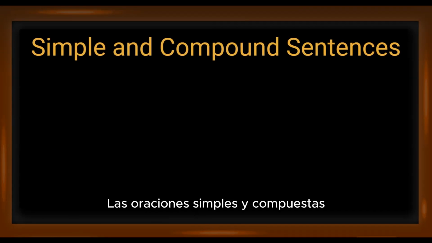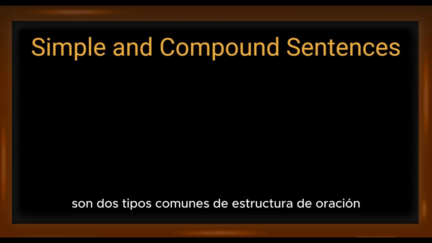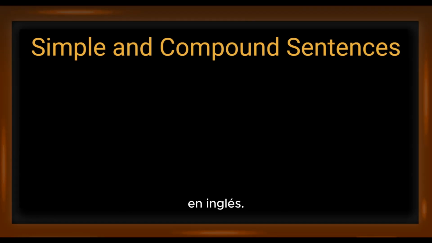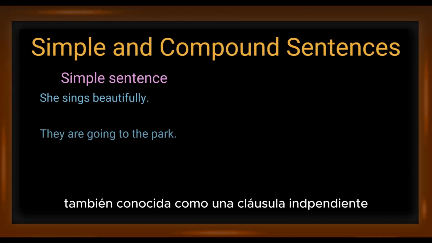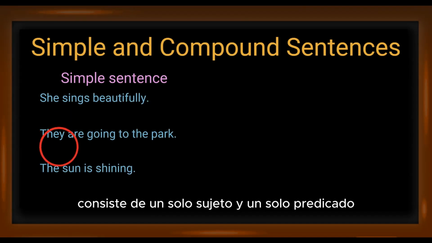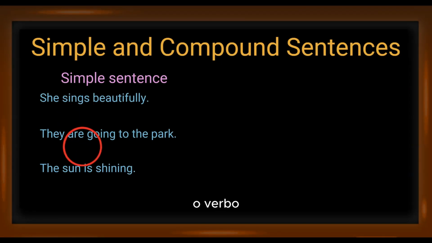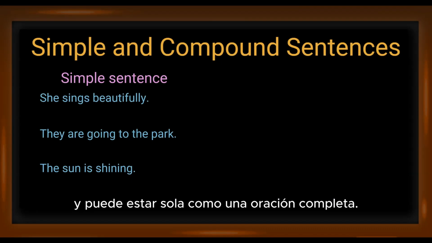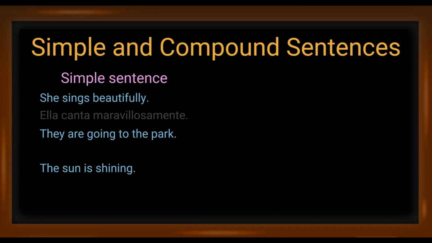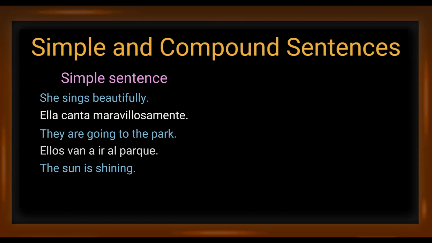Simple and compound sentences are two common types of sentence structures in English. A simple sentence, also known as an independent clause, consists of a single subject and a single predicate or verb. It expresses a complete thought and can stand alone as a complete sentence. For example, she sings beautifully. They are going to the park.